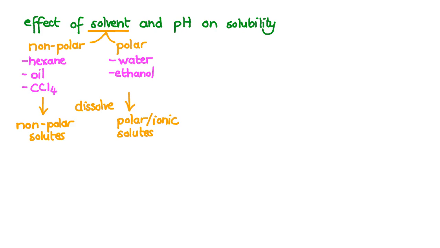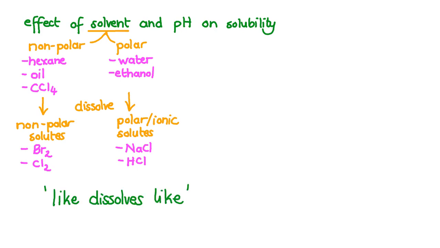Nonpolar solvents dissolve nonpolar solutes, and polar solvents dissolve polar or ionic solutes. 2 examples of nonpolar solutes are bromine and chlorine, while NaCl or sodium chloride is an ionic solute and HCl, hydrogen chloride found in hydrochloric acid, is a polar solute. We say like dissolves like because a nonpolar solvent dissolves a nonpolar solute and a polar solvent dissolves a polar solute.